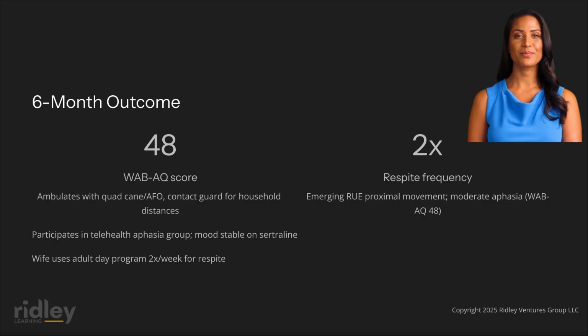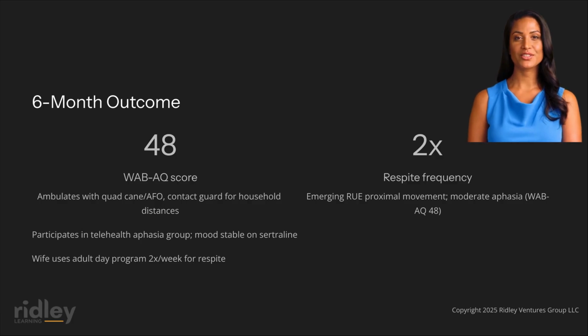At 6-month follow-up, Mr. continued to demonstrate gradual recovery. He ambulated with a quad cane and ankle-foot orthosis with contact guard assistance for household distances. His right upper extremity showed emerging proximal movement with 2 out of 5 at the shoulder and 2 out of 5 at the elbow, though his hand remained non-functional. He was modified independent in feeding with adaptive equipment and required minimal to moderate assistance for other self-care.